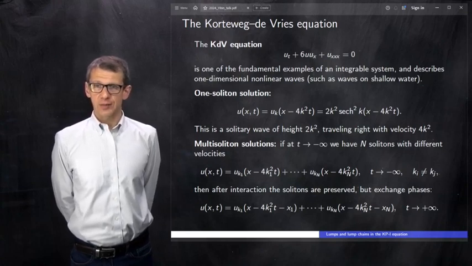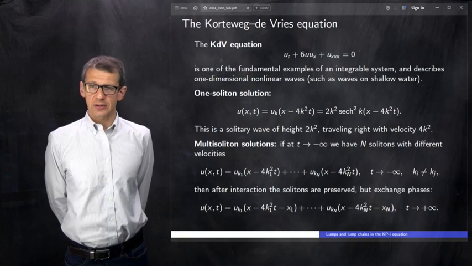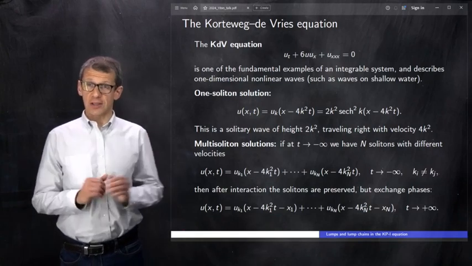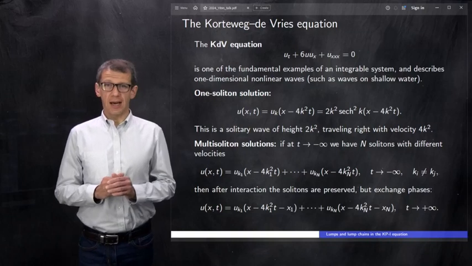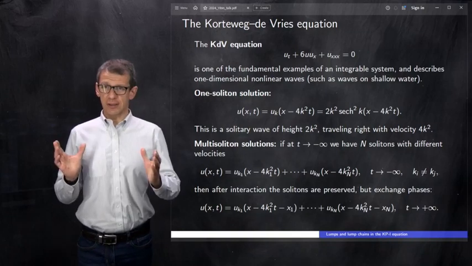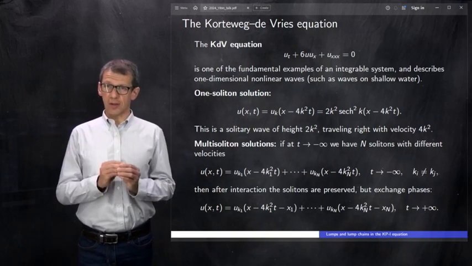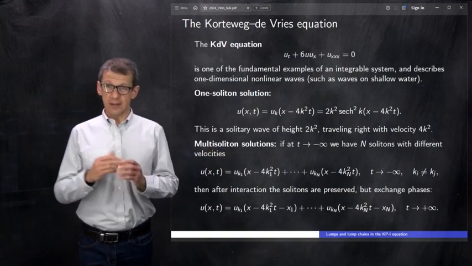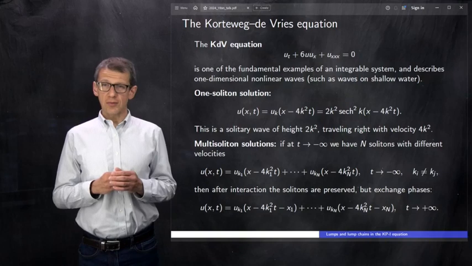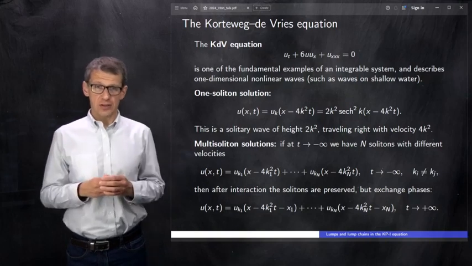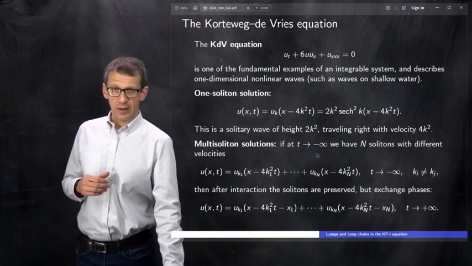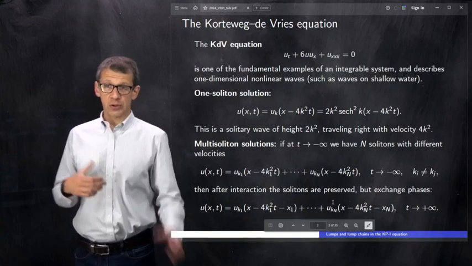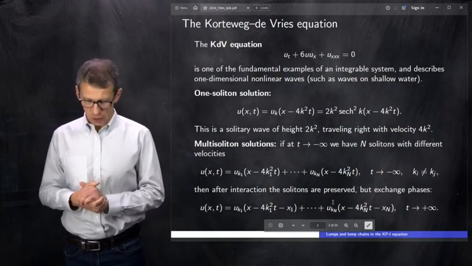And KdV also possesses multi-soliton solutions. If at negative infinite time you superimpose several solitons of different velocities, and you let them interact, the fast solitons are going to eventually overcome the slow solitons, and they will all scatter. The velocities of the solitons are preserved, but they exchange phases. So if at minus infinity you have a superposition of solitons, at plus infinity you also have a superposition of solitons with the same velocity, but with exchanged phases.